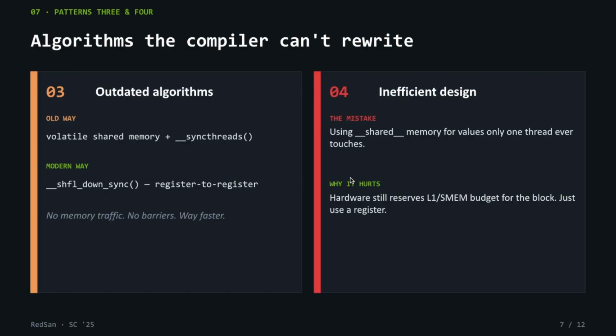And the fourth reason is inefficient design. If you make a design of your software which is flawed, or inefficiently designed, like using shared memory for values only one thread is ever going to use, that's just bad design from the programmer, and the compiler can't do anything about it. So these are the four scenarios because of which compilers can't do everything for you.